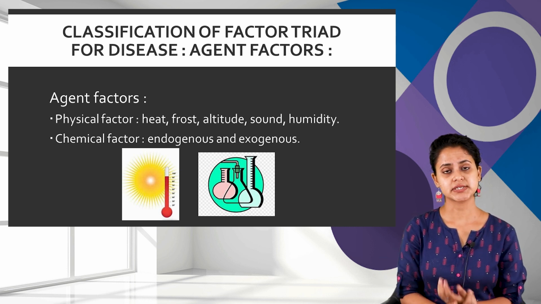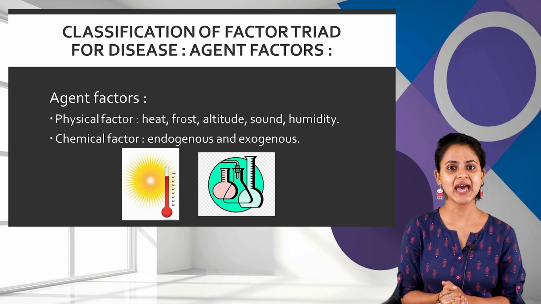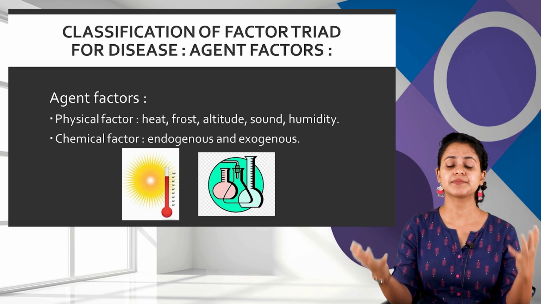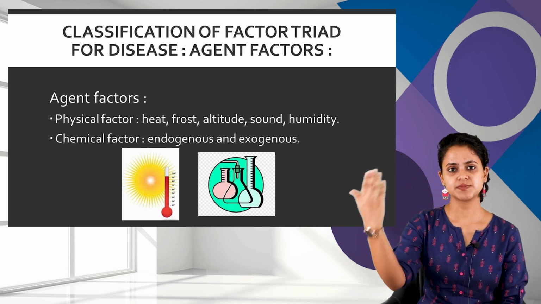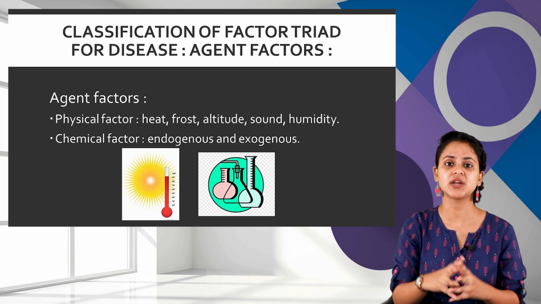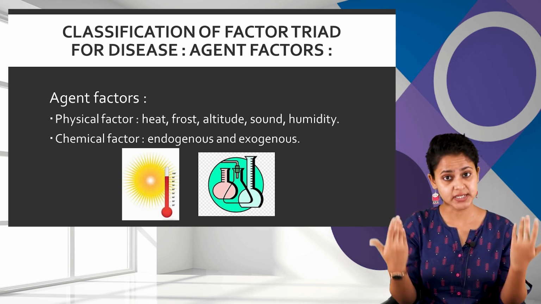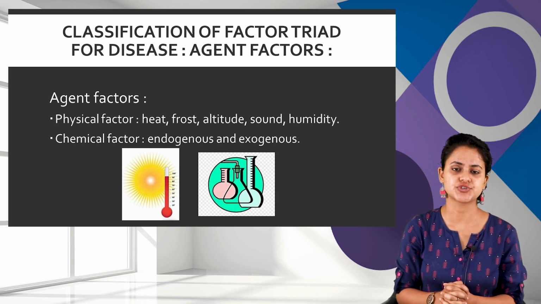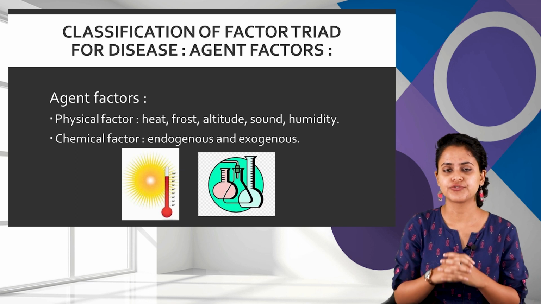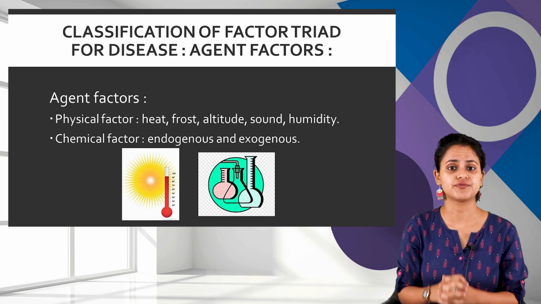The next factor is the chemical agent. Now, it can be endogenous or exogenous. Endogenous means the chemicals that are present within the body. Exogenous means from external sources. If we are exposed to certain chemicals, they can alter our genetic or even chromosomal constitution, and can cause deterioration of health and lead to the development of disease.